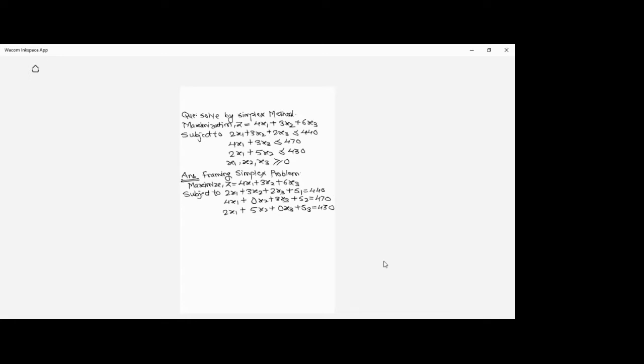Now that we have considered slack variables in our constraints, that should also be considered in our objective function, but it will have 0 coefficient. So it will be 0s1 plus 0s2 plus 0s3, right? Now again we have one more consideration, that is x1, x2, x3, s1, s2, s3 greater than or equal to 0, right? So this is how we have framed our simplex problem, and our next step will be what? The next step will be framing the initial simplex table.